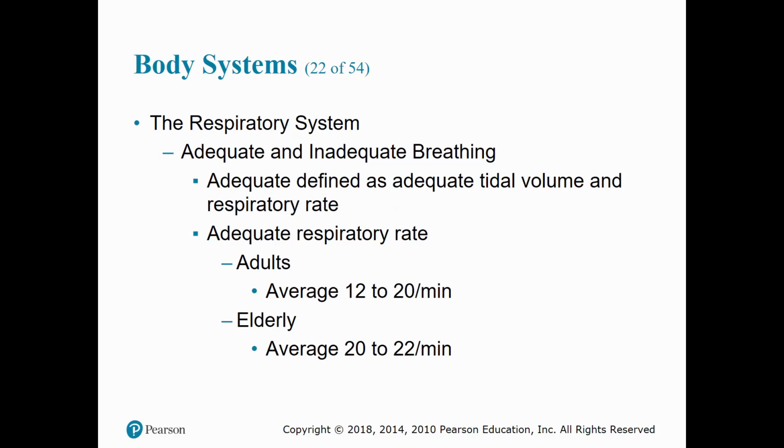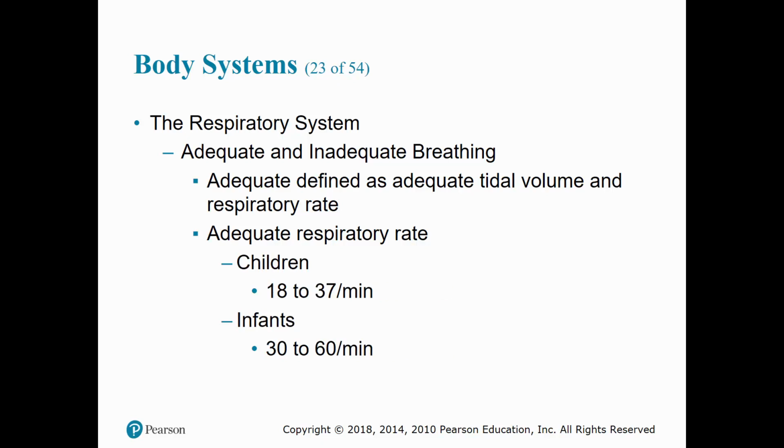Adequate breathing is characterized by an adequate respiratory rate and tidal volume. Respiratory rate is the number of breaths a patient takes in 1 minute, whereas tidal volume, abbreviated as VT, is the amount of air the patient breathes in and out with one regular breath. There's a wide variety of normal respiratory rates based on the patient's age. With an adult, the normal average is 12 to 20 breaths per minute. Elderly, 20 to 22, because of hardening of the lungs and various comorbid medical conditions.